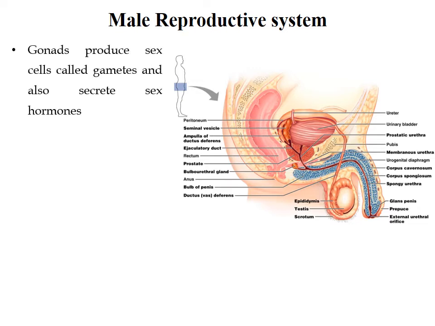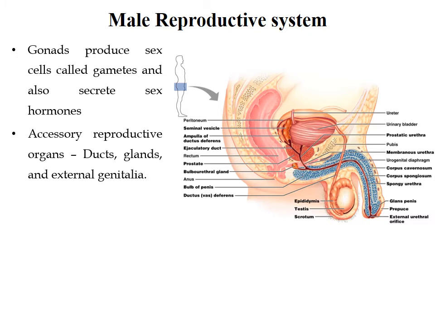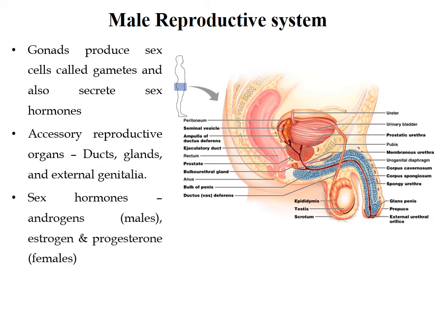Male reproductive system. Gonads produce the sex cells called gametes, and they are also responsible for the secretion of the sex hormones. There are accessory reproductive organs such as ducts, glands, and external genitalia that facilitate the reproductive process, but they do not have a direct role in the production of gametes. The sex hormones, androgens, are seen in males, and estrogen and progesterone are seen in females.